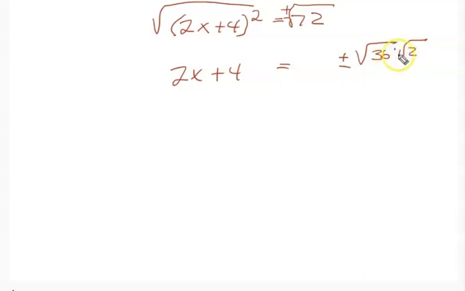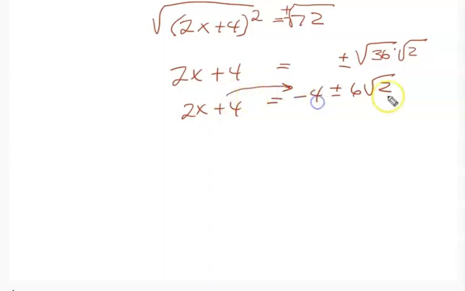Now, the square root of 72 is the square root of 36 times the square root of 2. Sometimes I put a dot there to imply multiplication, although you don't need one. And now we simplify this a little bit. 2x plus 4 equals plus or minus 6 the square root of 2. We're going to transpose our 4 over. This becomes a negative 4.